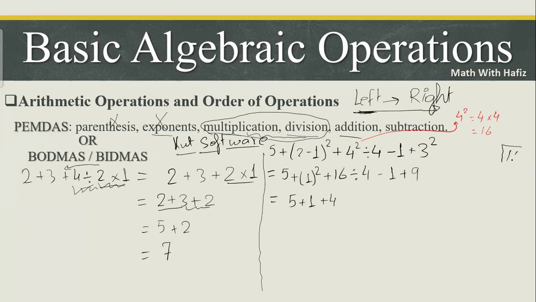We'll keep 16 inside, 4 outside. So it will be 4 multiplied by 4 is 16. The remainder is 0, so we can write this 4 here. Then minus 1 plus 9. Then 5 plus 1, 6 plus 4 minus 1 plus 9. We'll have 10 minus 1 plus 9, which is 9 plus 9, and it will be 18.